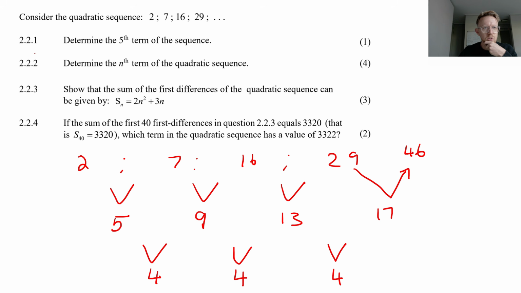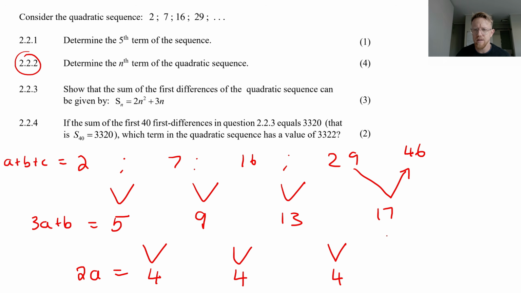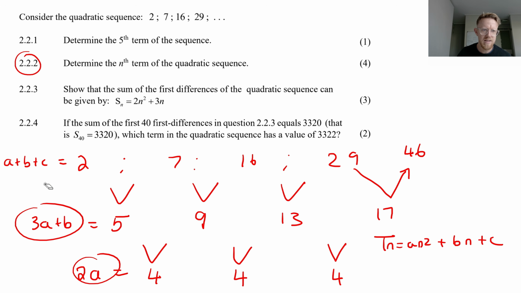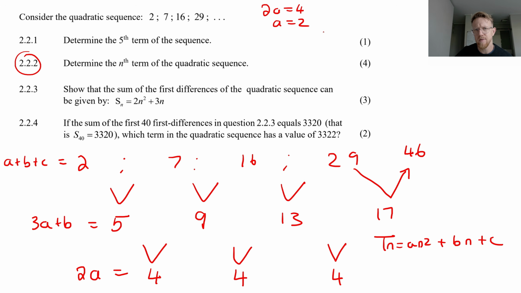Anyways, okay, so this one says, determine the nth term of the quadratic sequence. So here's where we simply go use the formula. So 2a equals that, 3a plus b is equal to that, and then a plus b plus c is equal to that. Because we know that the formula for a quadratic is an squared plus bn plus c. So we are going to use these three formulas to find a, b, and c. We always start at the bottom, and so that means that if 2a is equal to 4, then a must be 2.